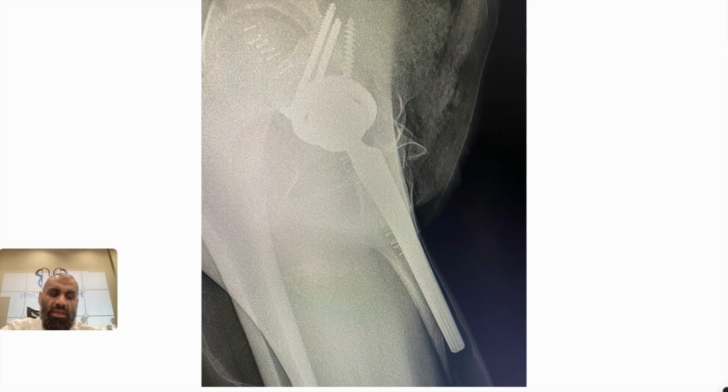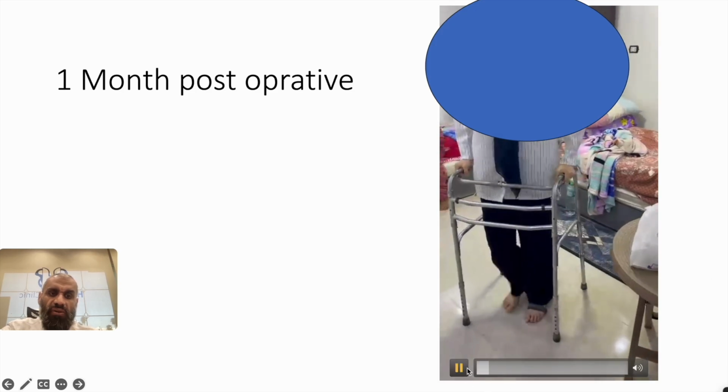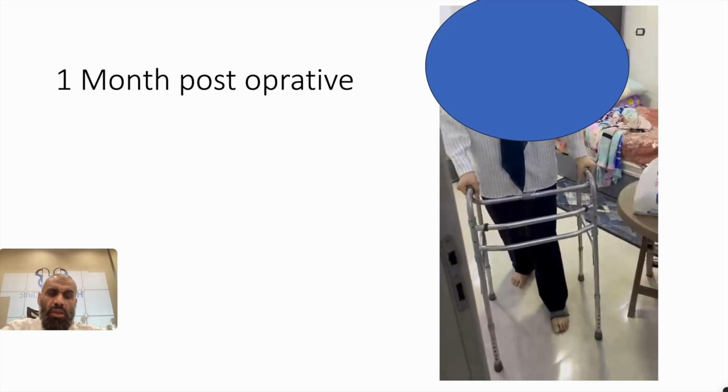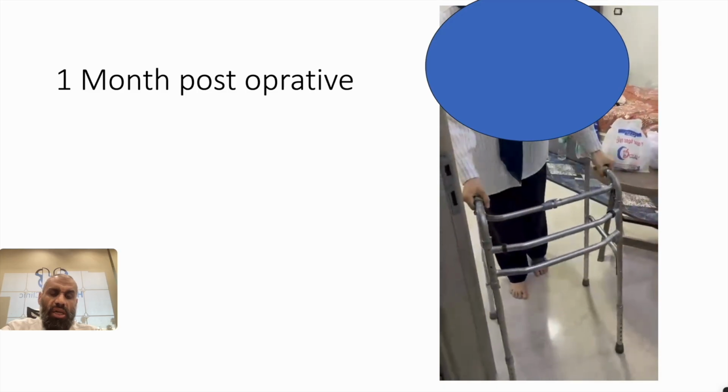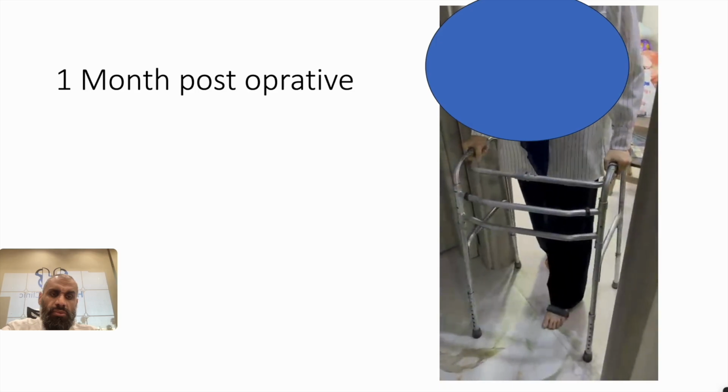And the patient started early weight bearing just after fixation of the cup. And this is only 1 month post-operative. Thank you.